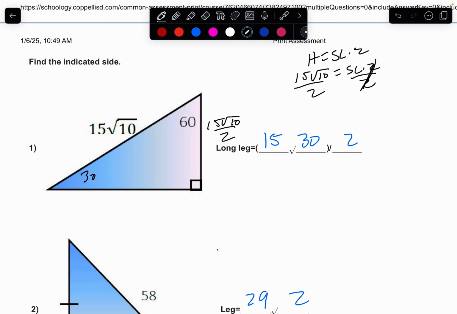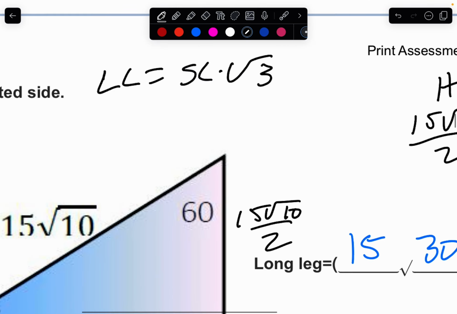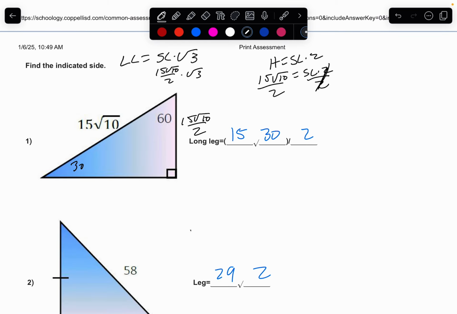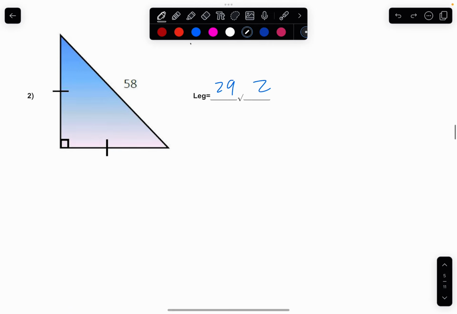Well, wait. What do you do for the long leg? Well, the long leg is the short leg times root 3. So we now have the short leg. So 15 root 10 over 2 times root 3 would be 15 root 30 over 2. This is root 3 over 1. Be careful. You do not multiply the root 3 to top and bottom. No. If I'm doing times root 3, that is like times root 3 over 1. Be careful with that.